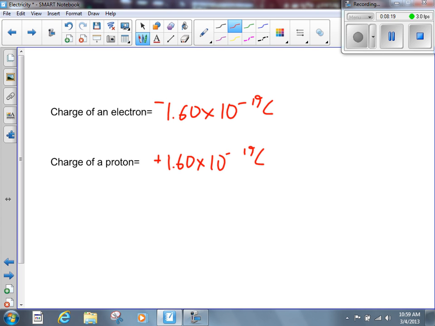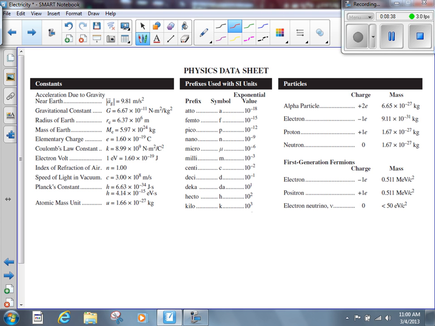Those are numbers that we're going to use so often that we may very well remember the values of those charges. And if we do, that's great. But if you don't, that's okay too, because we can always look on our data sheet to find the values of those charges. And I'll show you how to find it on your data sheet in just a second when you're done copying this.